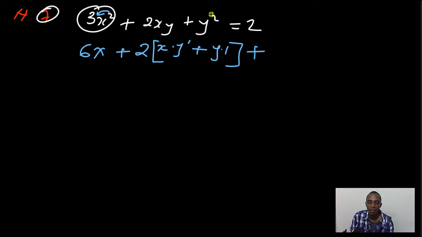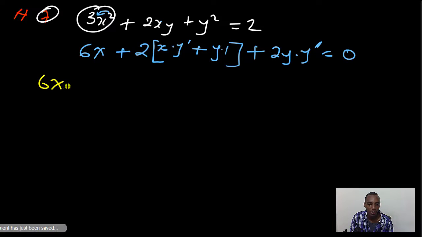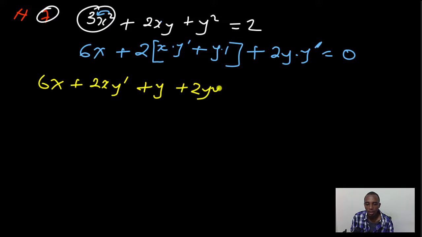Okay, so come to this, the derivative of y squared, that's 2y with respect to x, so I have to put y prime there. And for 2, the derivative is obviously 0 because 2 is a constant. Next, we collect like terms, so we have 6x plus 2x y prime plus y, plus 2y y prime equals 0. So let's collect all the terms that have y prime.